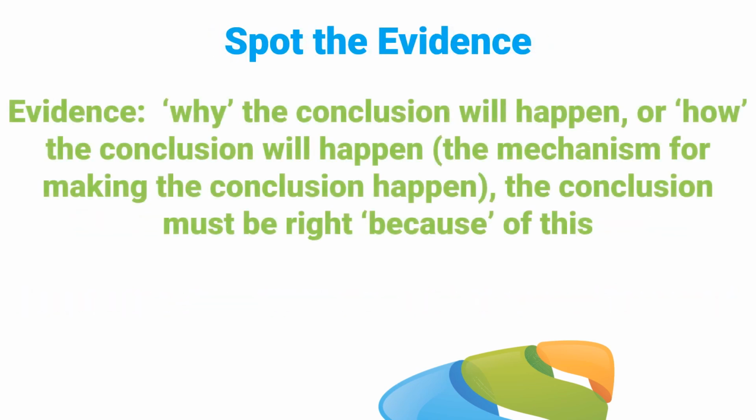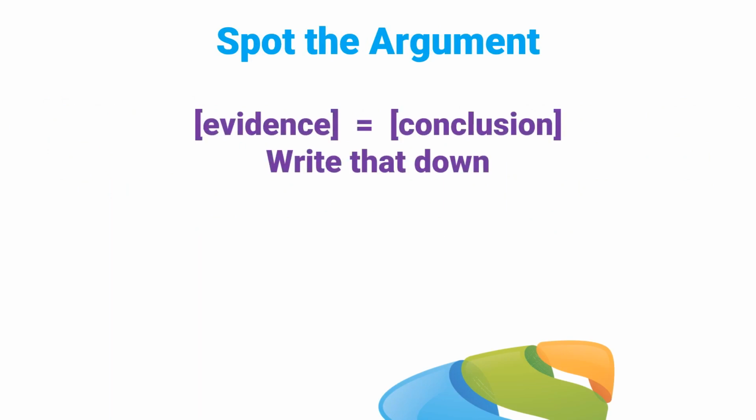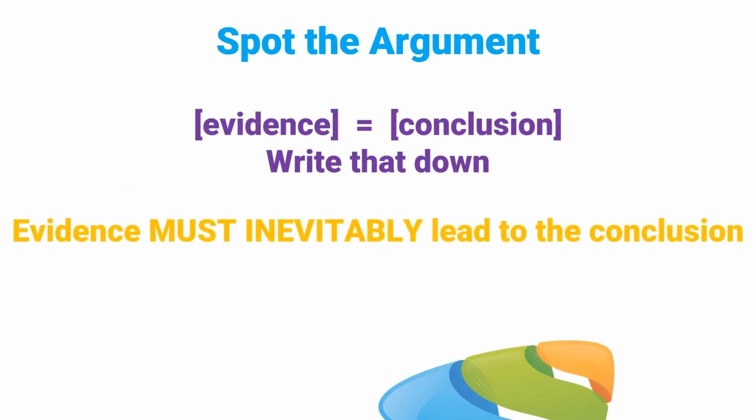The evidence is why the conclusion will happen or how the conclusion will happen. Some people think of it as the mechanism for making the conclusion happen. The idea is the conclusion must be right because of this. So the argument is some variation of because of this evidence, the conclusion must inevitably be correct. Now it's best to write down both the evidence and the conclusion. All right, let's do an example.